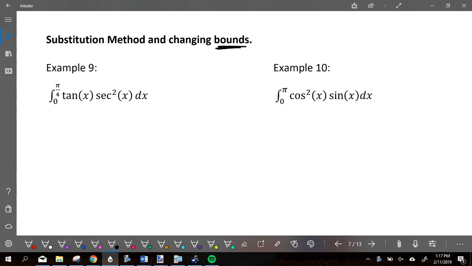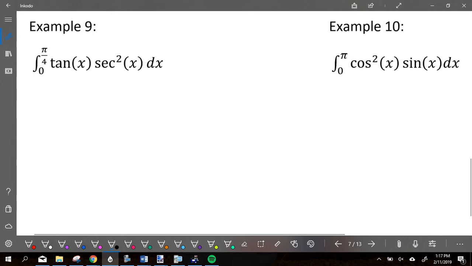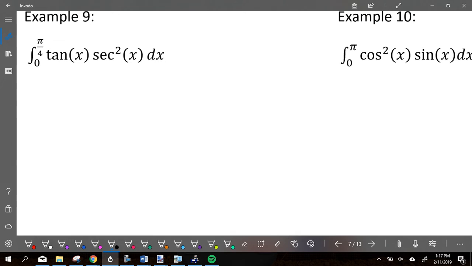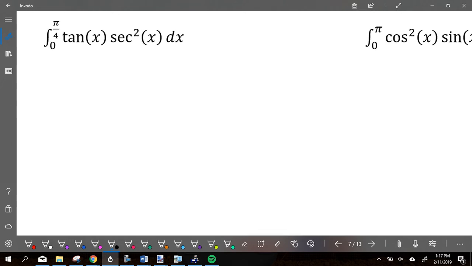If you need other notes, there's more in the tray. We are doing this with bounds. It doesn't change a lot. In the end, your answer actually looks a little bit cleaner, which I kind of enjoy about them. We look at this first problem. We're integrating from 0 to pi over 4 of tangent x secant squared x dx.